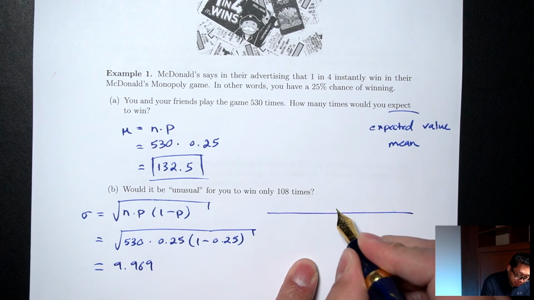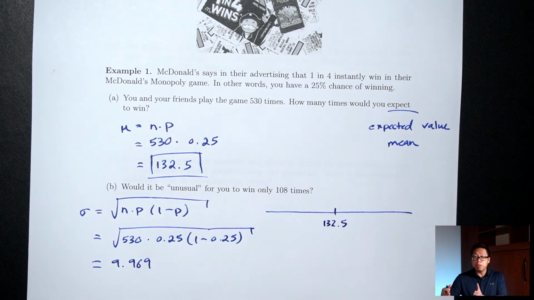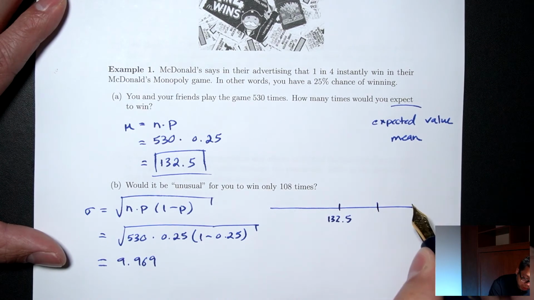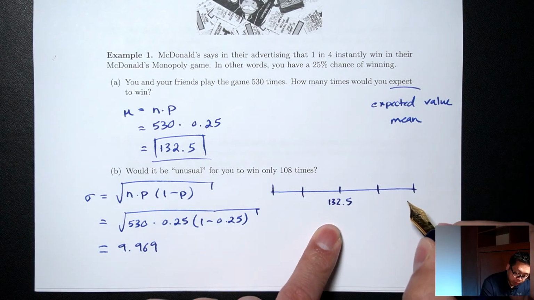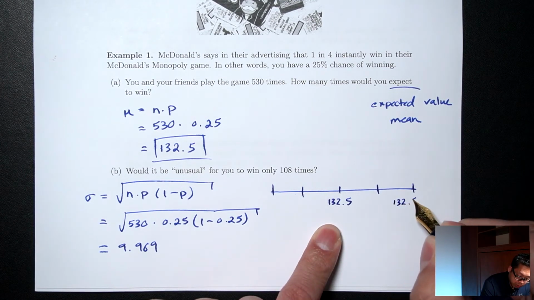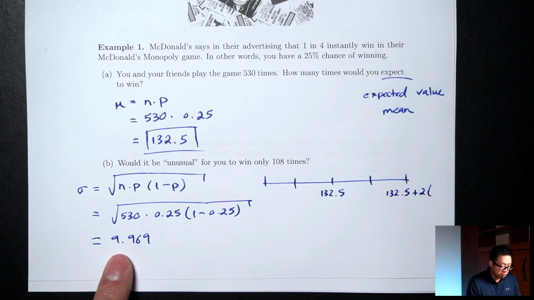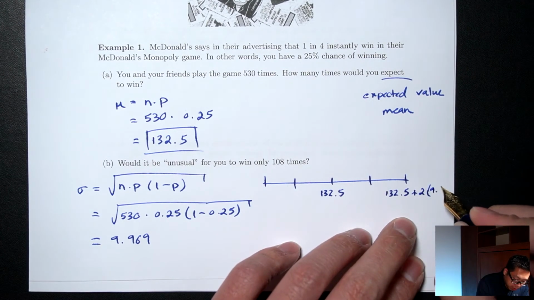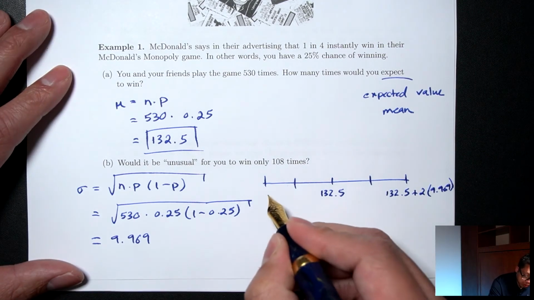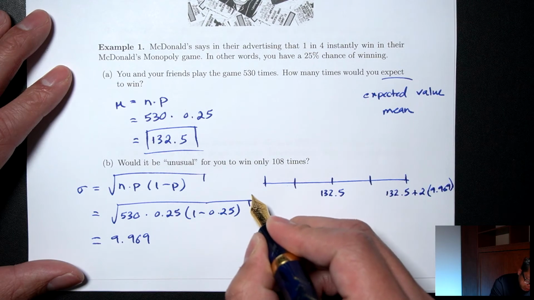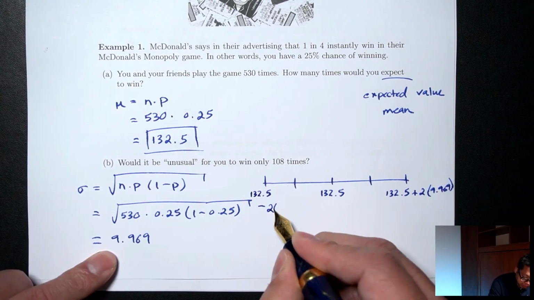So put the mean in the middle, 132.5. And then I want to go up 2 times and down 2 times. So to go up 2, we're going to start with the mean, 132.5 plus 2 times the standard deviation, so plus 2 times 9.969. And then to go 2 down, we start with the mean, 132.5 minus 2 times the standard deviation.